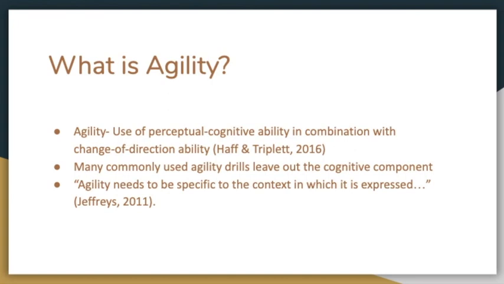Agility is the use of perceptual cognitive abilities in combination with change of direction to train the athlete to use body positions efficiently. Athletes do this with combinations of balance, coordination, speed, and reflex training. Many commonly used agility drills leave out an important cognitive component, which is where athletes get to use their reflexes. Agility does need to be sport specific to the context and the athlete.